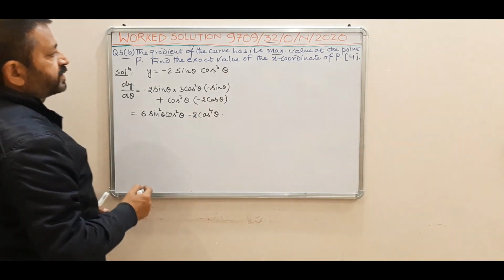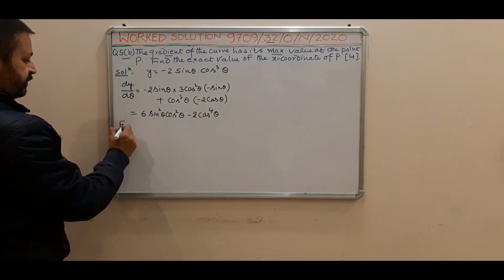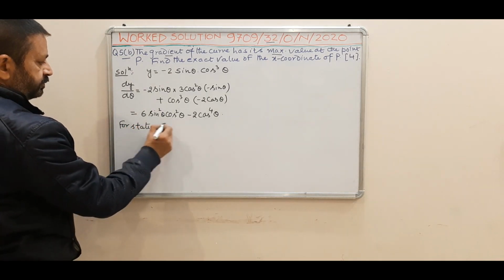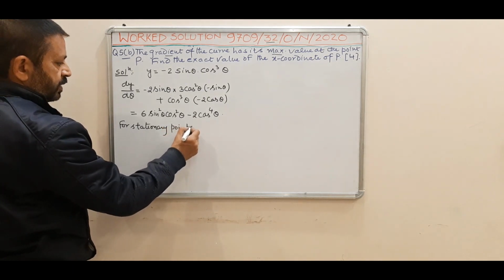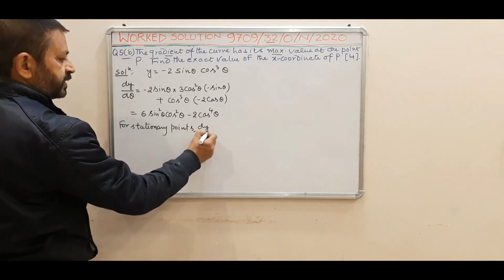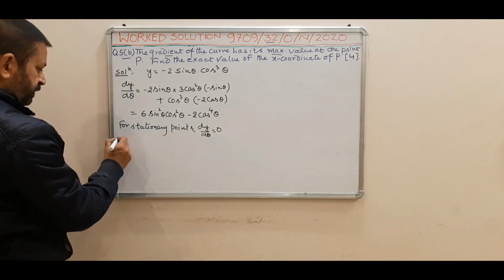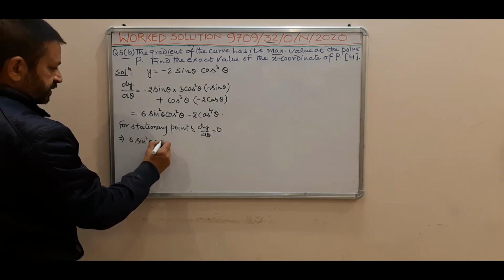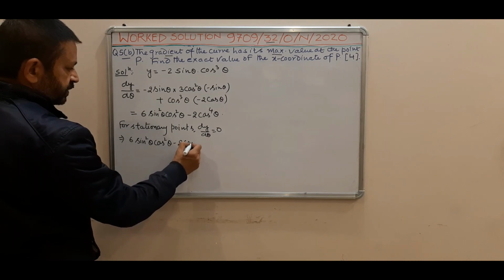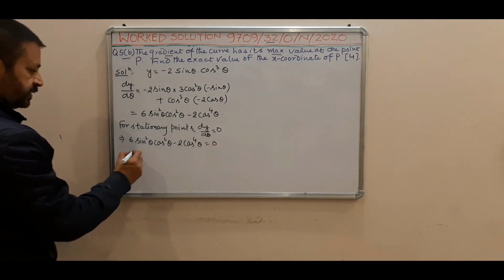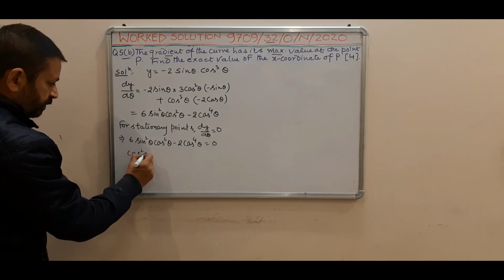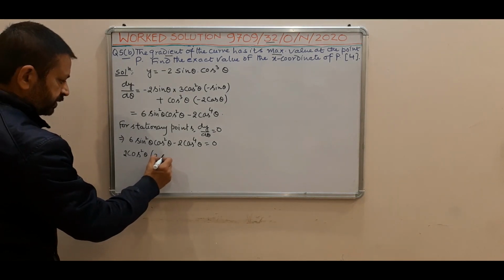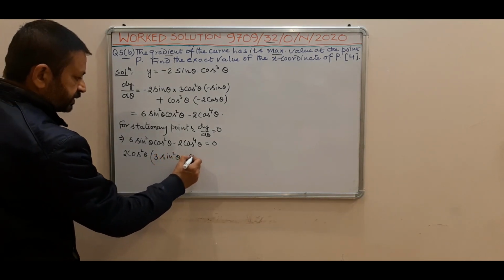Now for the maximum point, or we can say for stationary points, we'll put dy by d theta equals 0. So it will become 6 sine square theta cos square theta minus 2 times cos to the power 4 theta equals 0. In these two terms, cos square theta is common, or we can say 2 cos square theta is common. So we're left with 3 sine square theta minus cos square theta.